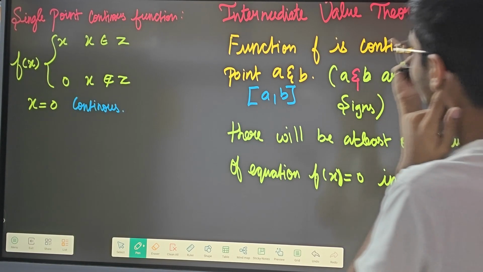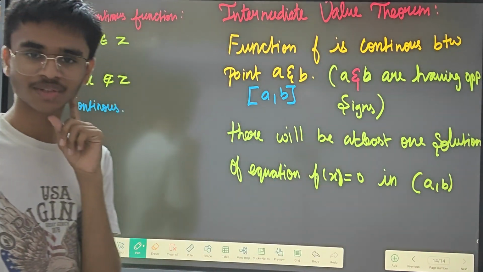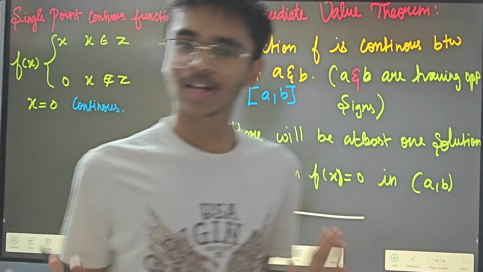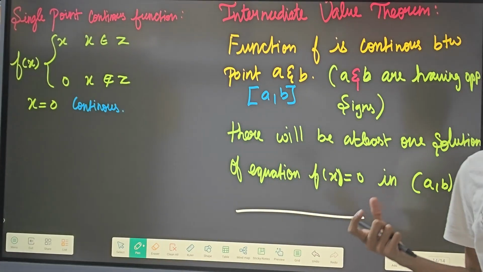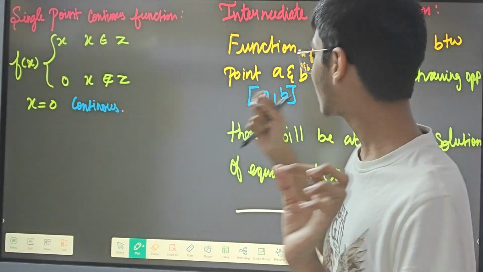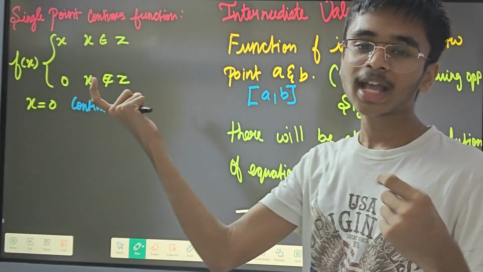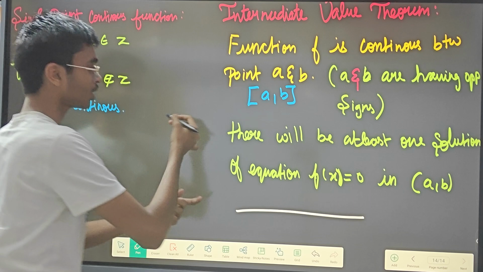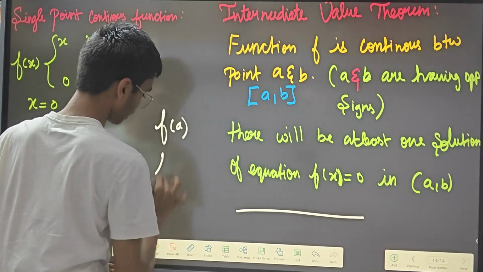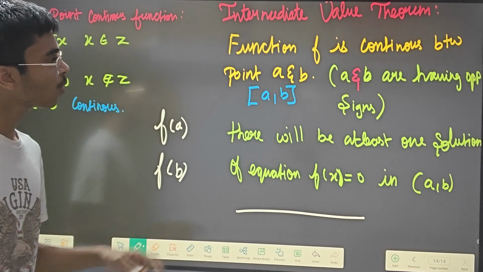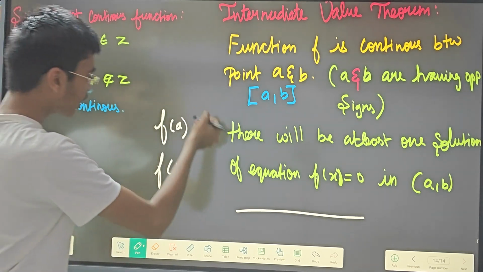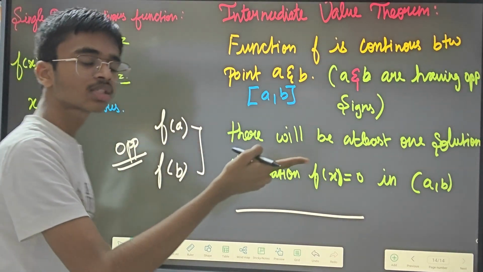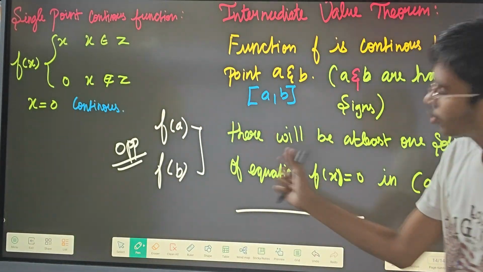So here I have written the definition. See, first there is a function. That function is continuous, and then you have taken two different points in that function. It is continuous between these two points only, which is a comma b. In terms of the function, you can say f of a and f of b, and they have clearly said that f of a and f of b have opposite signs. And this function is continuous from the point a to b.